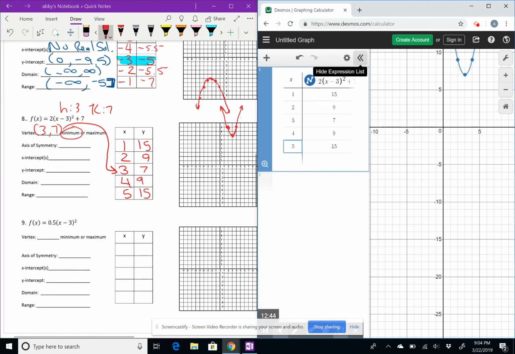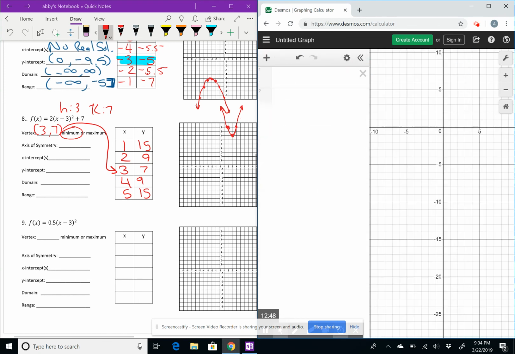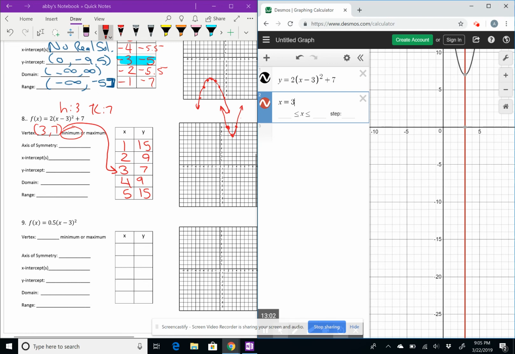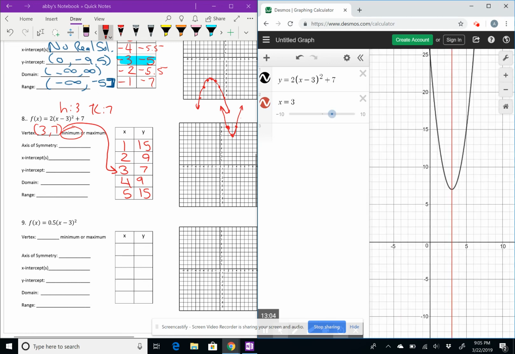Notice on Desmos, we can go back into the equation. Sorry if you already did this. And if you write x equals 3, notice how the red line goes right down the middle. So it's the x of your vertex. Once again, it does not cross the x-axis at all. So it's no real solution.